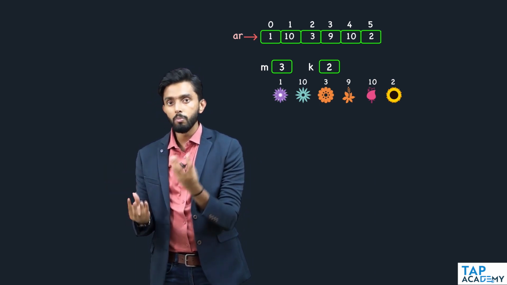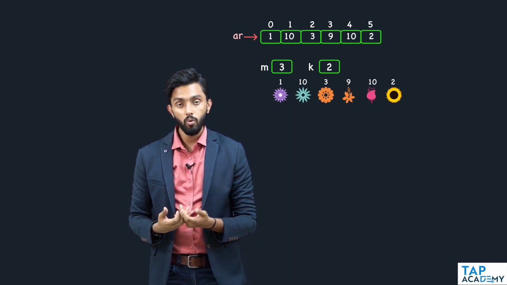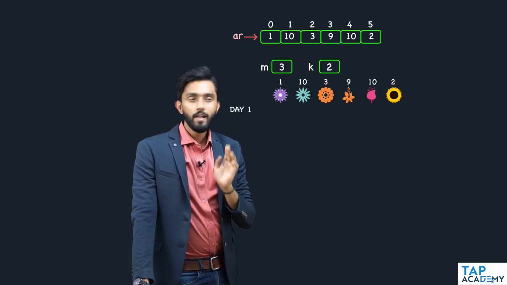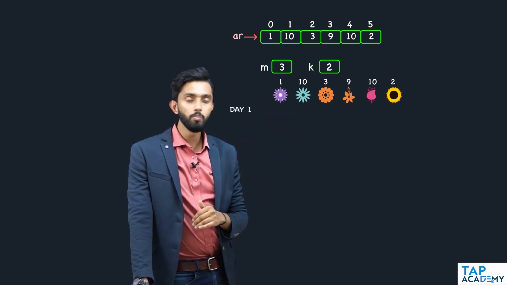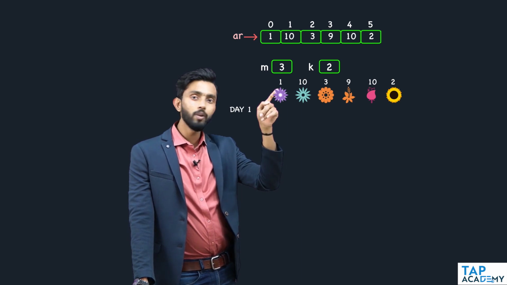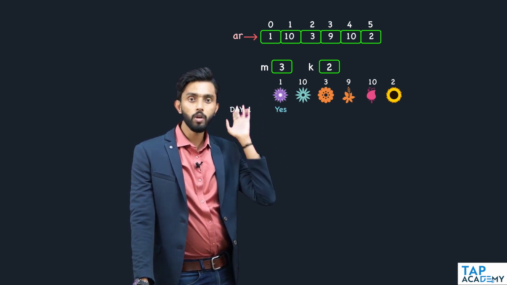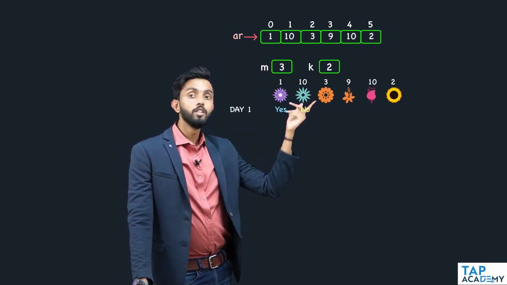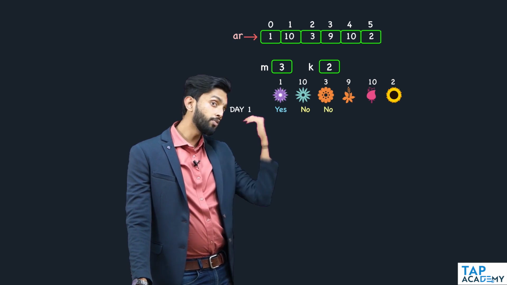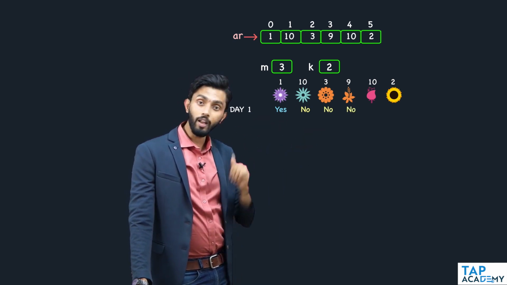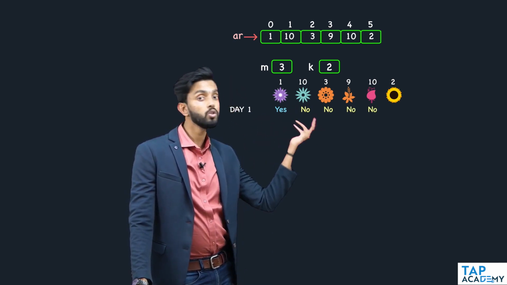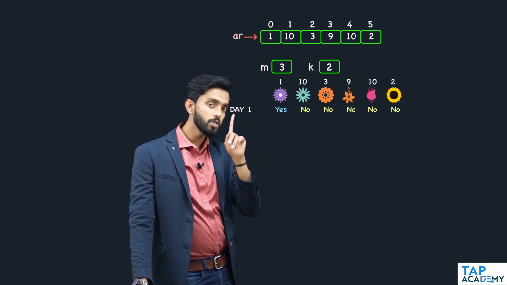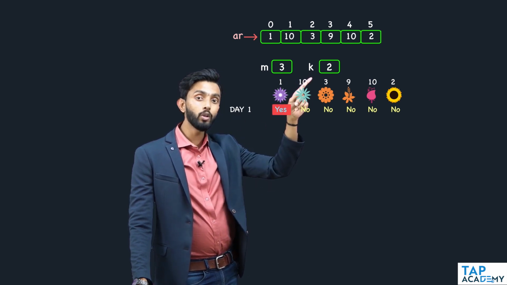But different flowers will bloom on different days, right? So understand what they are trying to say. Let us assume the first day, and see how many flowers in our garden would have bloomed. On day 1, the first flower takes only 1 day to bloom, so 100% it will bloom, so I am putting yes. The second flower takes 10 days, so it would not have bloomed, so no. The next flower takes 3 days, so no. The next takes 9 days, so no. The next takes 10 days, so no. The next takes 2 days, so no. Which means at the end of day 1, how many flowers are there in your garden? Just 1 flower. Minimum, you require 2 flowers to make a bouquet.